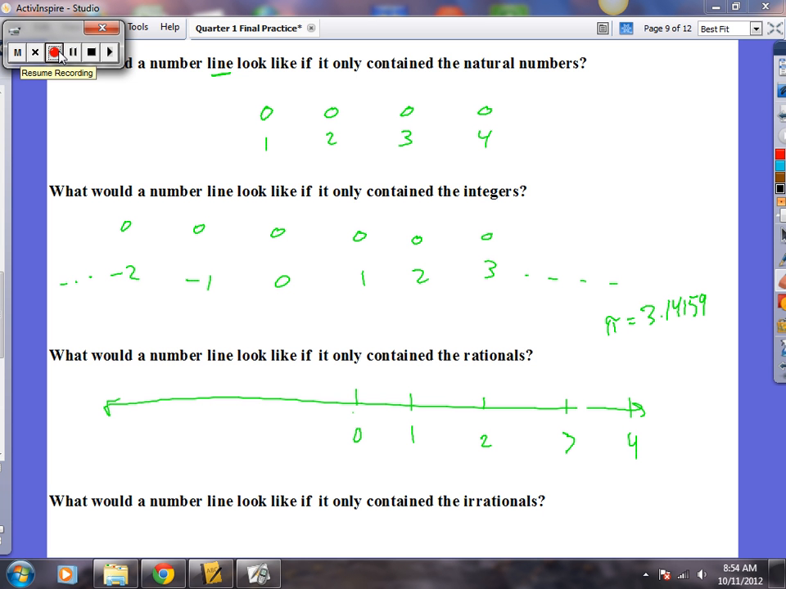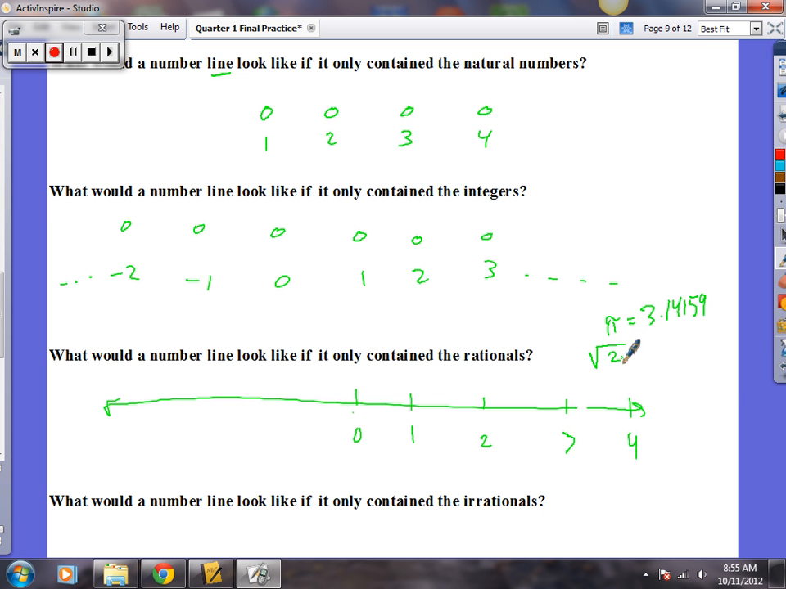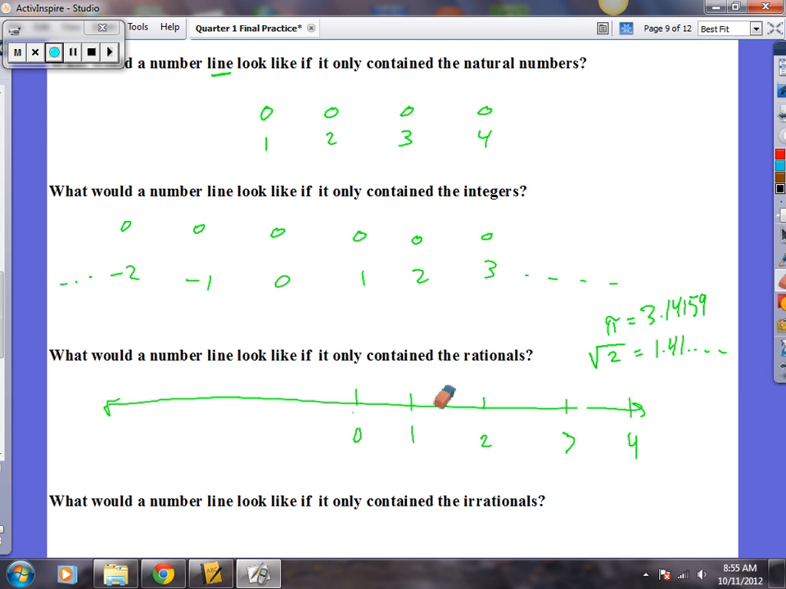Okay, and same for your other irrationals, which are mostly square roots. So square root of 2. Square root of 2 is actually a number. It's like 1.41 blah blah blah. So it's a number between 1 and 2, but between 1 and 2, when you came to that number, there would be a hole missing.